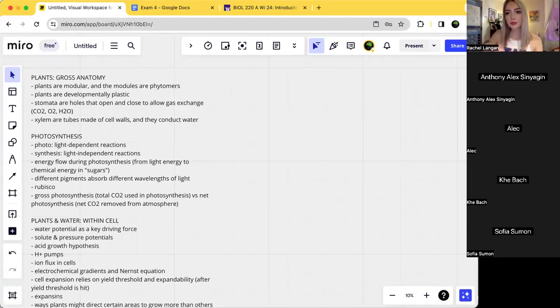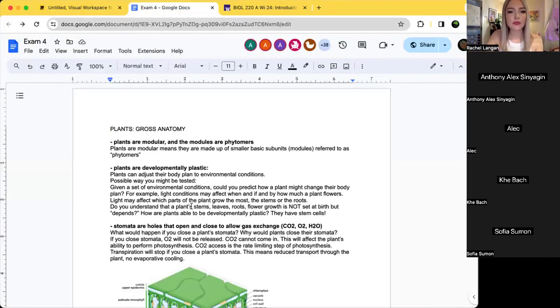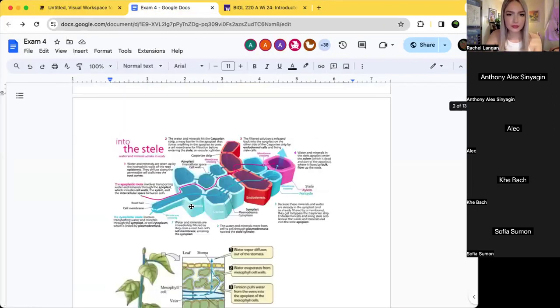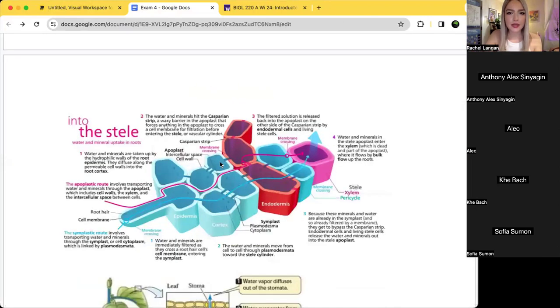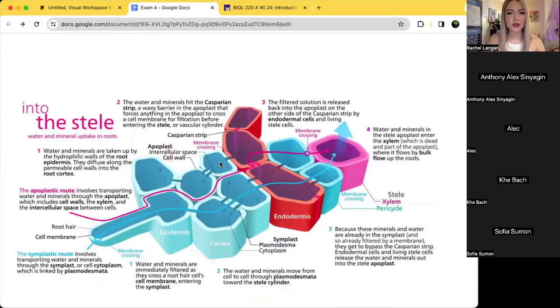Sorry, do you mind repeating what you said about the Casparian tubes? You said it regulates what goes inside the xylem. Yeah, here is a good picture of that. This shows the cells inside the root and the two pathways something could move from the soil into the root, and then here's the xylem. The xylem is like a big tube that transports water and ions throughout the rest of the plant.